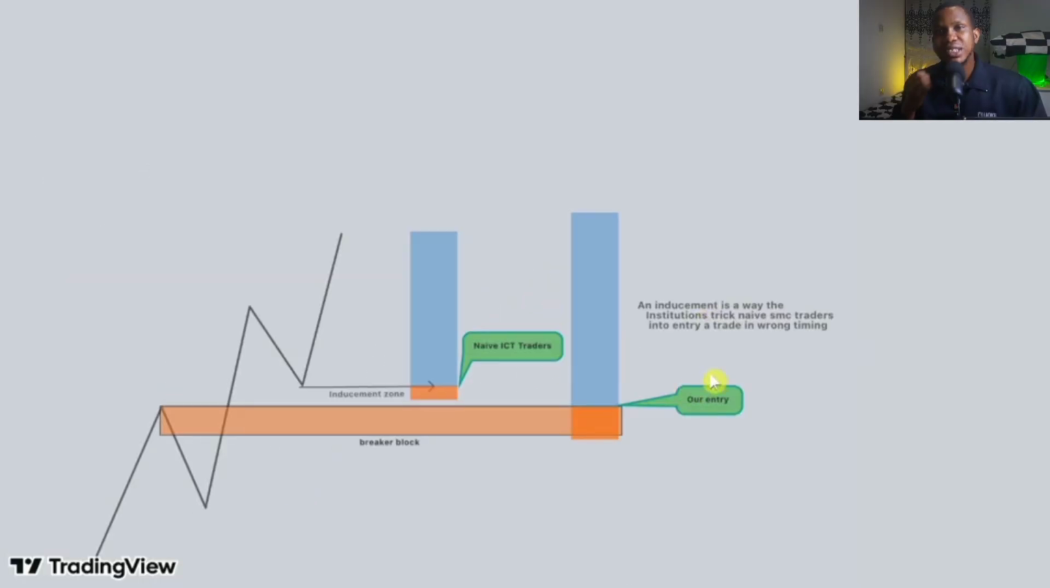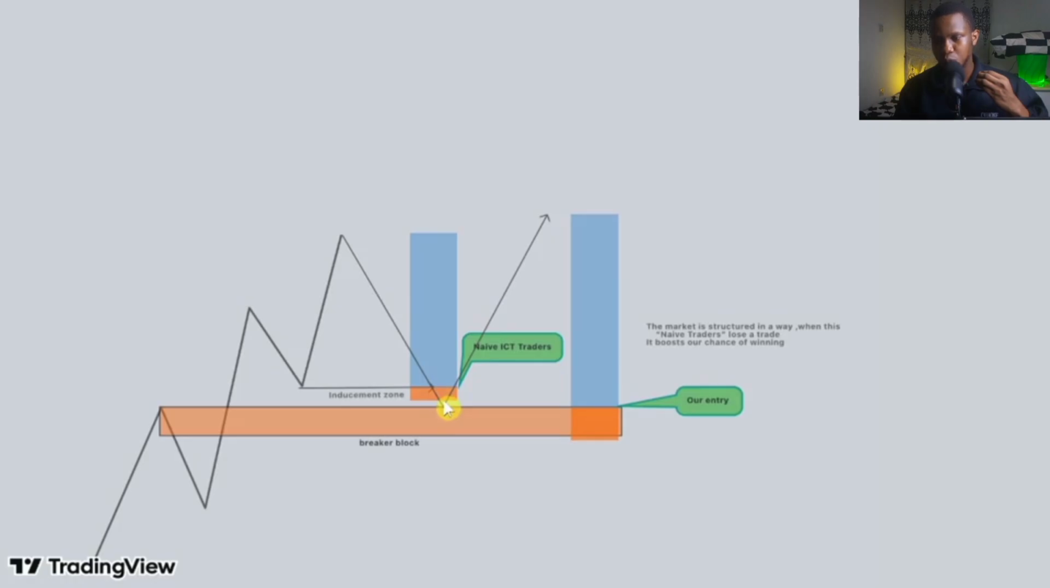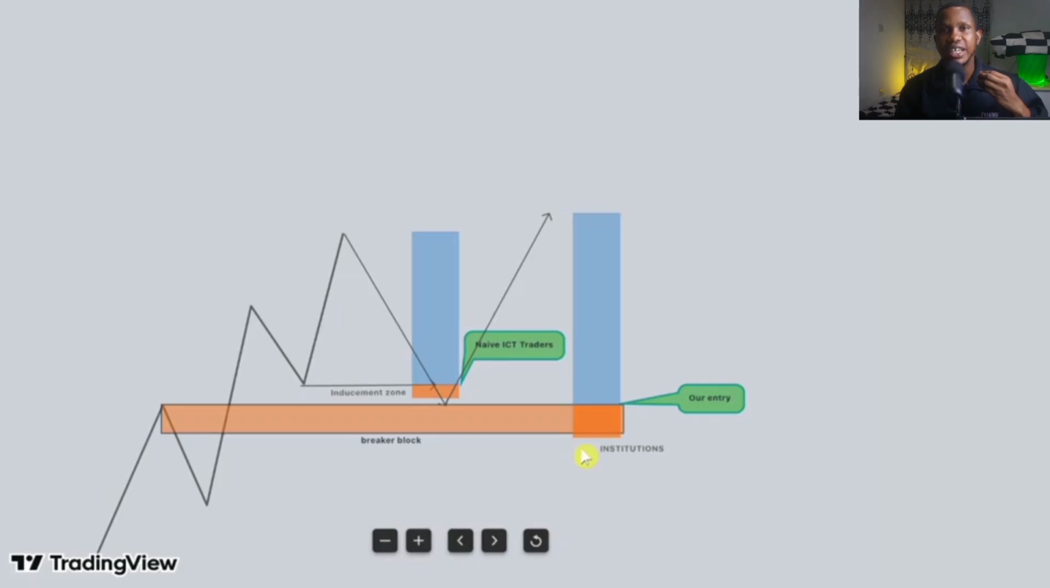So an inducement is simply a way the institutions trick naive traders into entering a trade at the wrong timing. Can you see the two are in the same direction but the wrong timing here? Price action will come back to take out these naive traders and then tap my entry, which will boost our chance of winning and take us to the upside. The pros don't chase trades, they wait for the perfect setup.